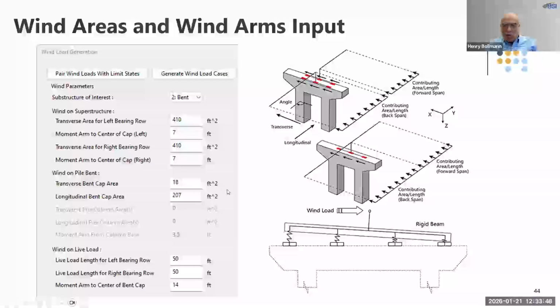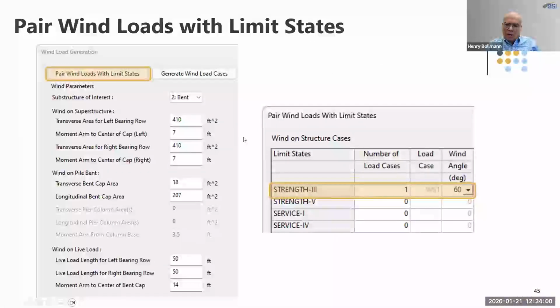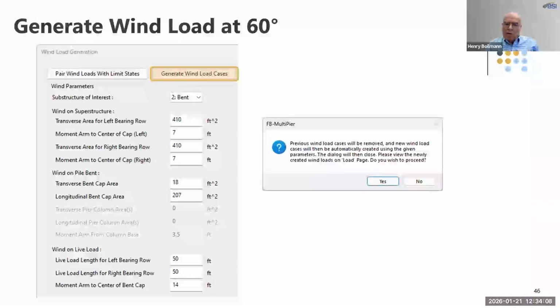Wind on the piles, you have to compute manually and put on as uniform loads manually, in the same way I showed you how to apply the stream flow. We're going to apply a 60-degree wind load. And when you do that and you hit generate wind loads, you get a message that says any previous wind loads that have been generated are going to be removed and you're going to get brand new ones. Do you really want to do that? And of course you say yes.